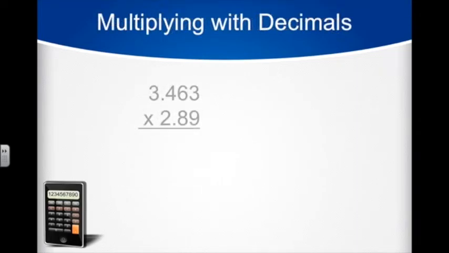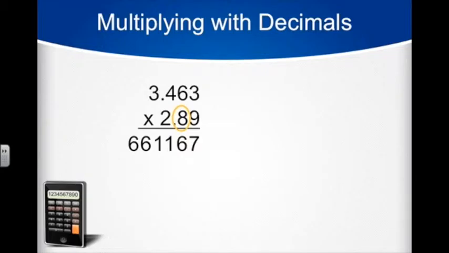To see how to multiply decimals, let's try 3 and 463 thousandths times 2 and 89 hundredths. Let's multiply it first, however, ignoring the decimals. We start by multiplying 3463 by 9, which equals 31167. Next, we multiply 3463 by 8.